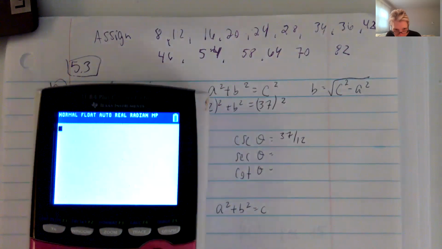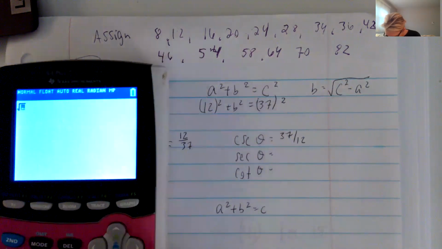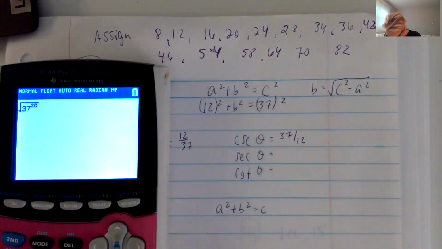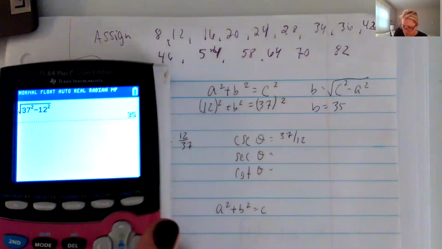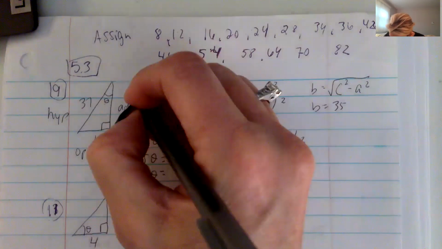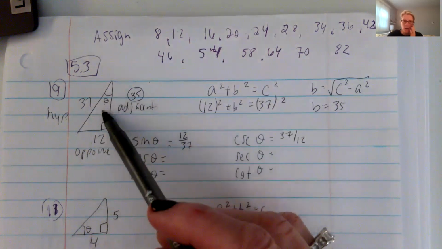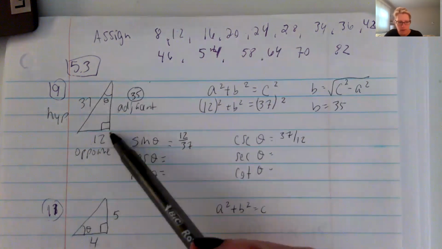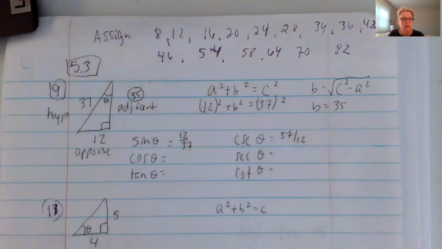So I'm just going to do that on my calculator here. So we're going to take the square root of c squared minus a squared. And we get 35. So b is equal to 35. So it's always helpful to draw a picture, even if they didn't give you the triangle, to draw what you know, so it helps you fill in the pieces.